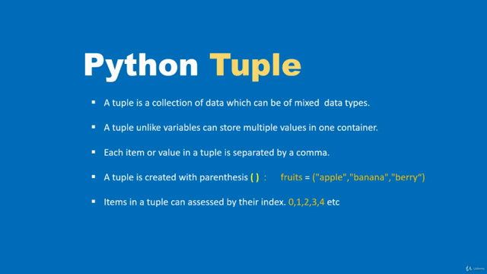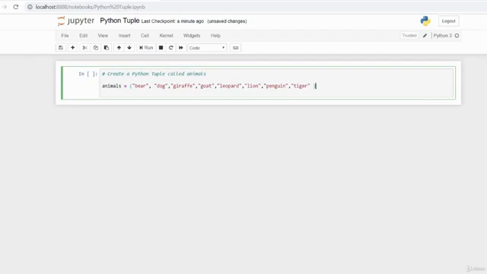Also, one very important distinction between a tuple and a list is that a tuple cannot be changed once you have created it. You can't add items to the tuple and you cannot remove items from the tuple. It is immutable. Let's go ahead and create some tuples.